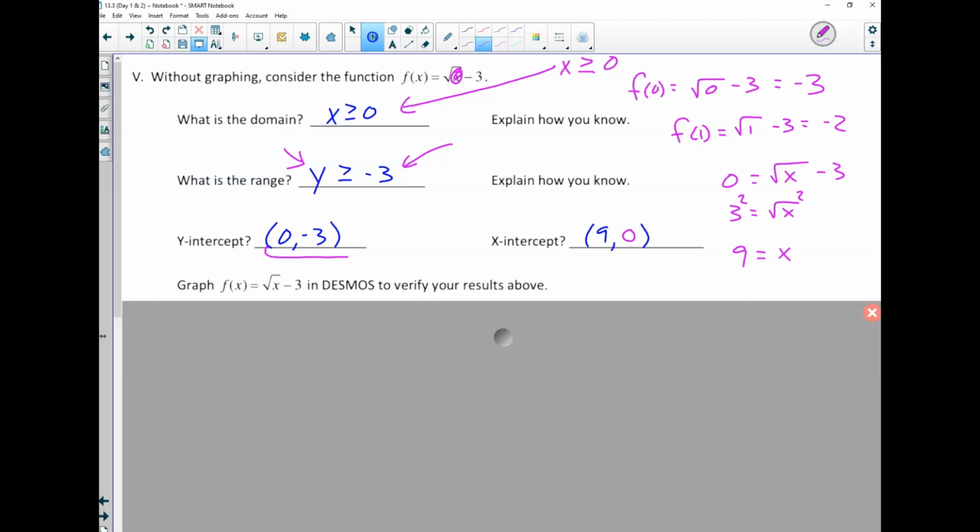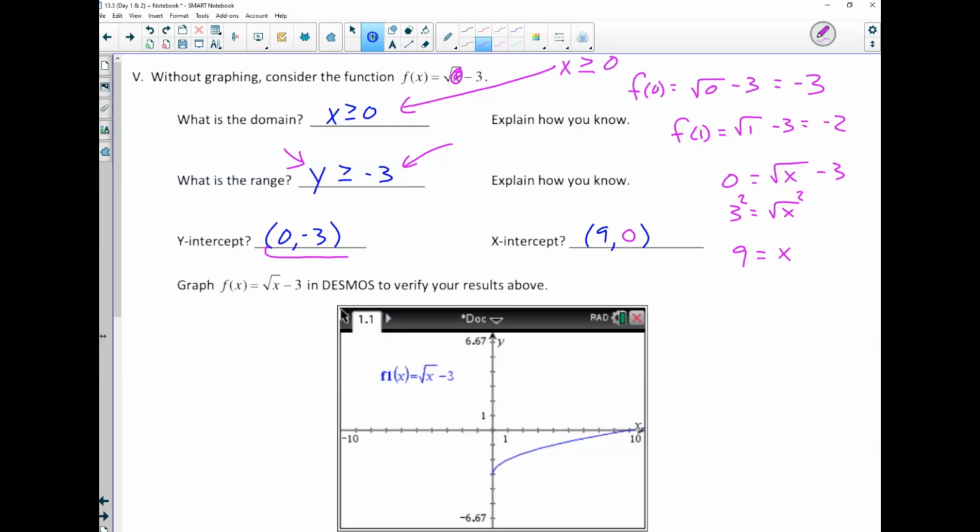Well, let's check this out. And there it is. Okay, I can see my y-intercept here. I can see all x's are bigger than 0. I can see all y's are bigger than that negative 3. I can see this x-intercept there of 9, 0. There they all are, all right?